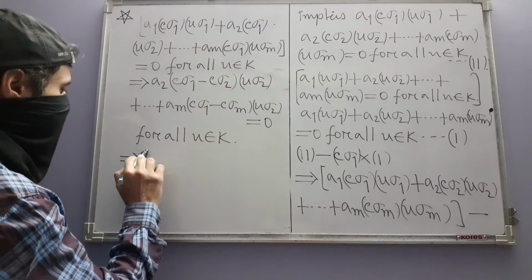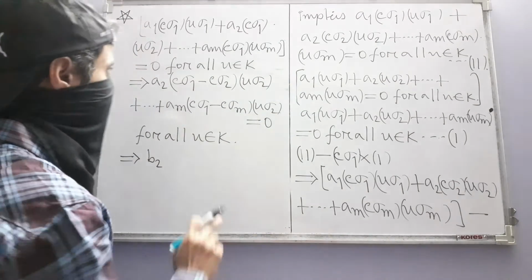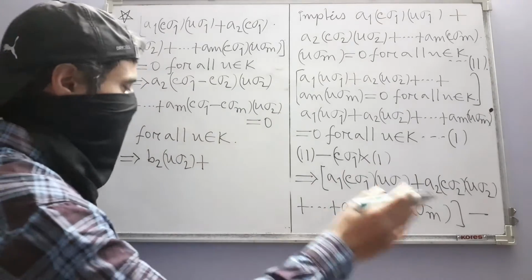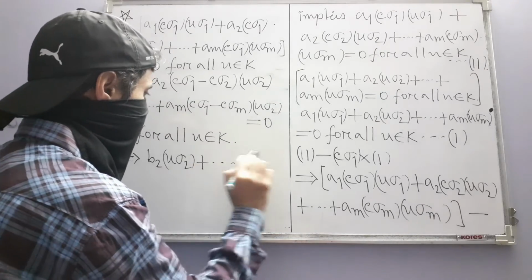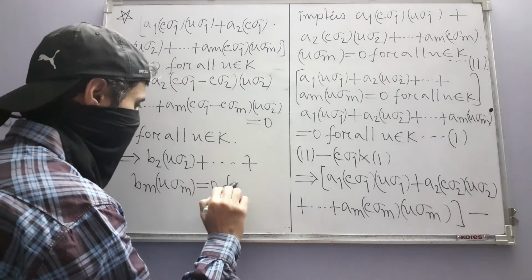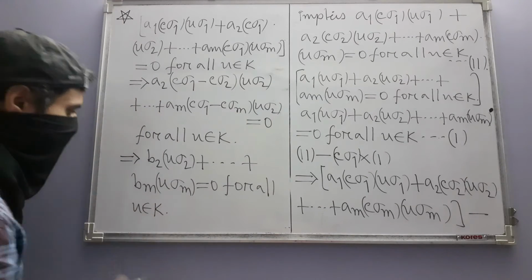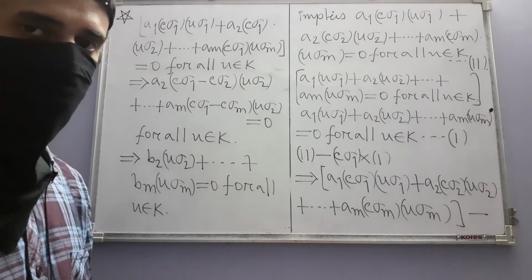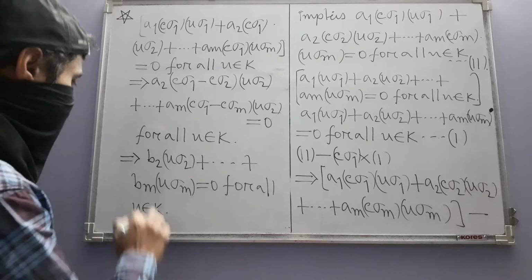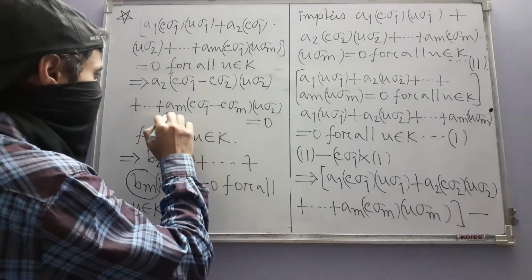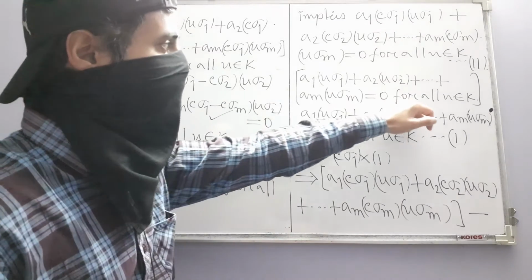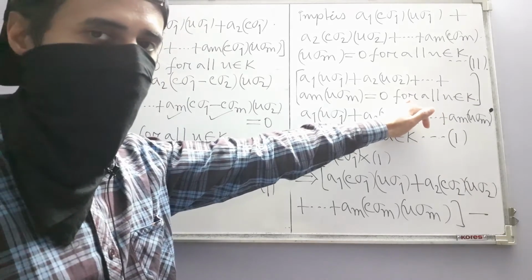Say you call this coefficient B2. In order to avoid unnecessary confusion, let us call this B2 and not B1. Then B2 u sigma 2 plus there are the others also that follow, B3, B4 and so on, and finally Bm u sigma m is equal to 0 for all u in K. Now, can we say something about these Bi's? Most of them we don't really know whether they are 0 or non-zero, but let us look at Bm. What is Bm? Bm is Am times this. Am is non-zero. In fact, all the Ai's are non-zero, which we already concluded from the minimality of the length of this equation.